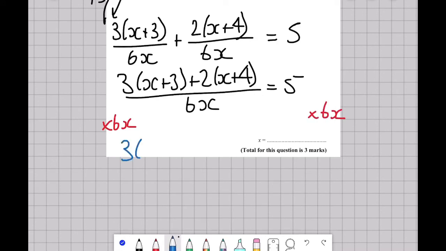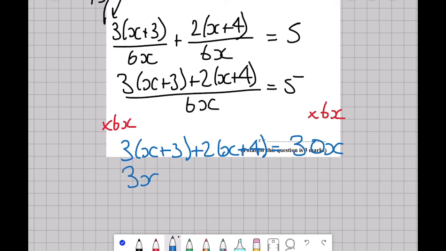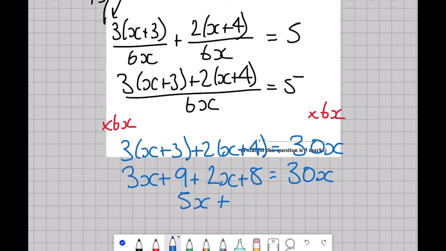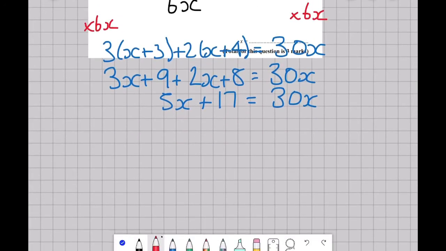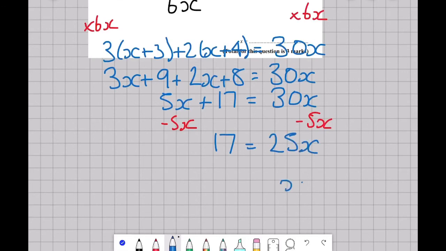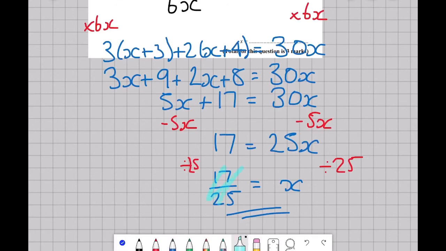So I've got 3x plus 3 plus 2x plus 4 is equal to 30x. Okay, so I've now got, if I expand the brackets, 3x plus 9 plus 2x plus 8 equals 30x. 3x plus 2x gets me 5x, 9 plus 8 is 17. Okay, so if I'm now solving that, I'm going to minus the 5x from both sides, leave the 17 where it is at that point. So I've got 17 equals 25x, and to get from 25x to x, I've got to divide by 25. So I'm left with 17 over 25, and that there again I would leave as my answer.